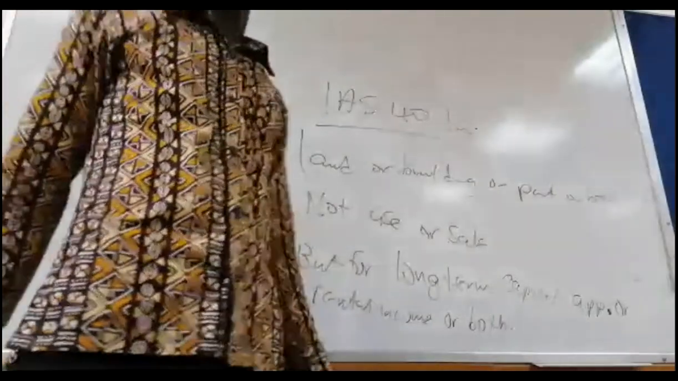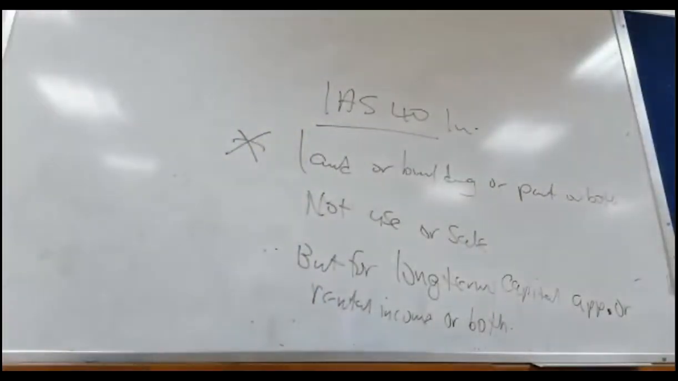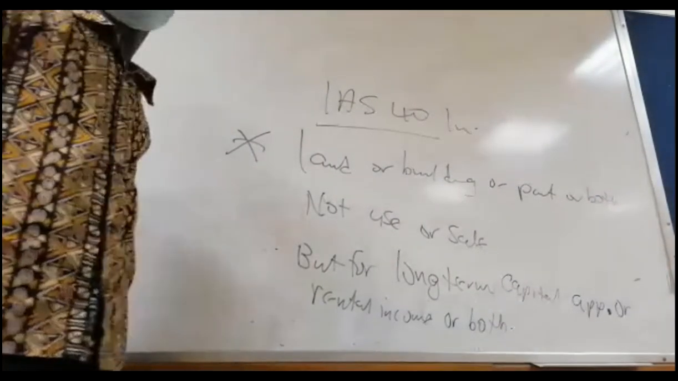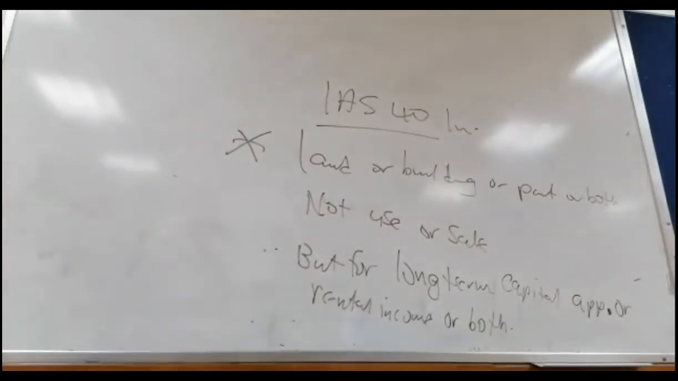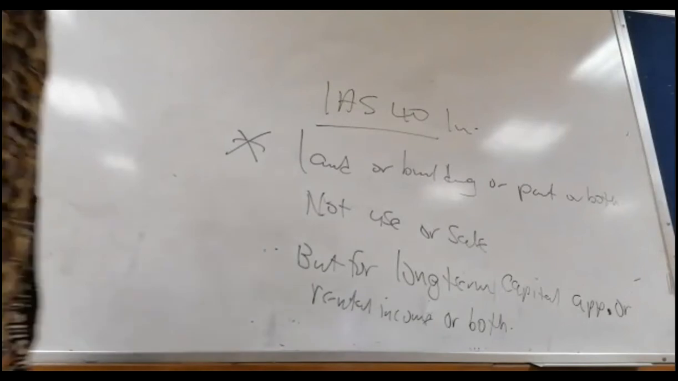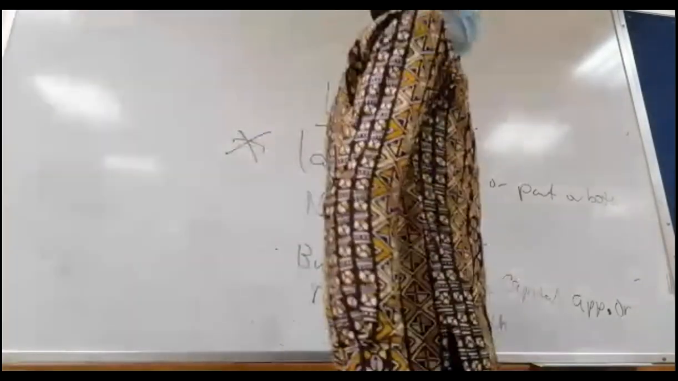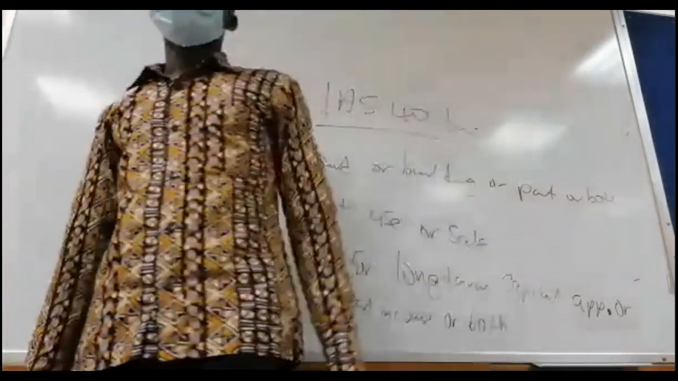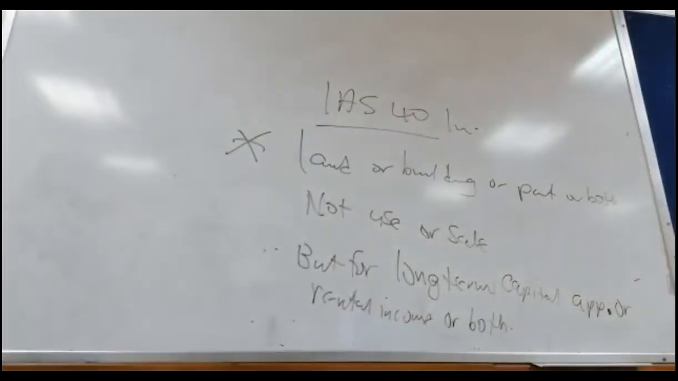Recognition: it must be recorded or recognized as a non-current asset if two conditions are in place. The recognition criteria. One, it must be probable that future economic benefit will flow to the entity from the investment property. Two, the cost of the property can be measured reliably. Okay.